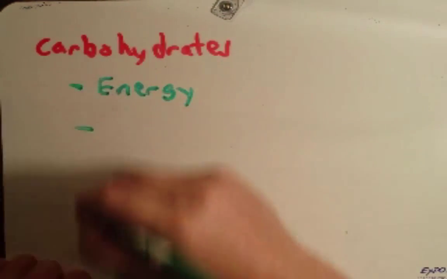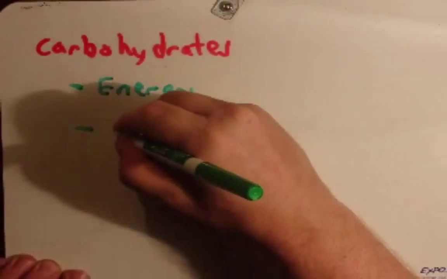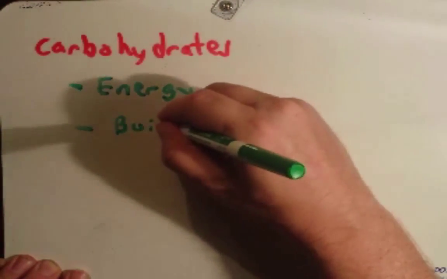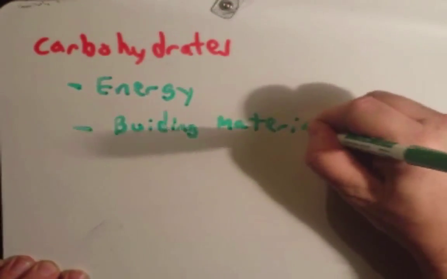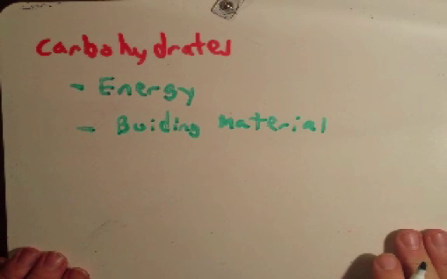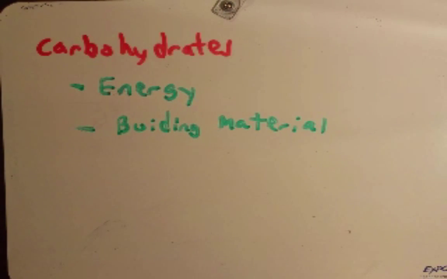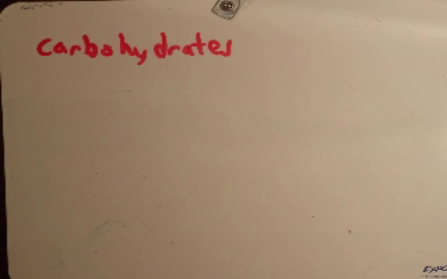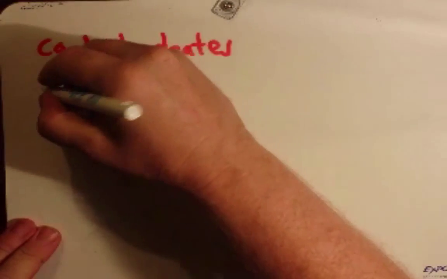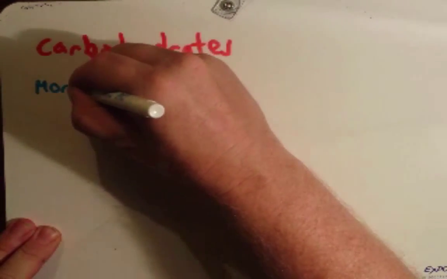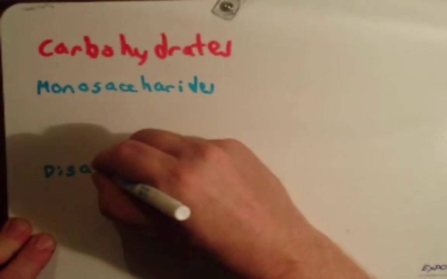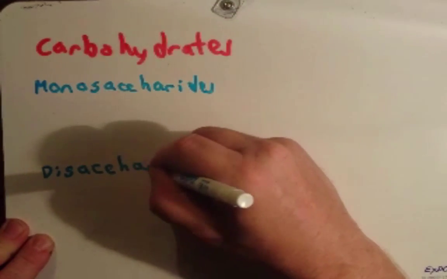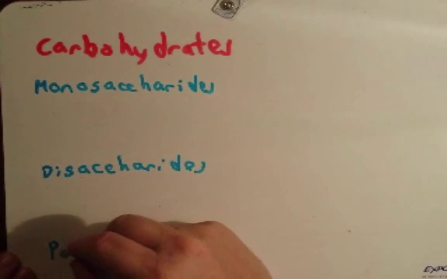The other really important purpose of carbohydrates is that they are the building material of larger molecules. But to get started, let's think about the different types of carbohydrates there are. We can think of carbohydrates as falling into one of three categories: monosaccharides, disaccharides, and polysaccharides.